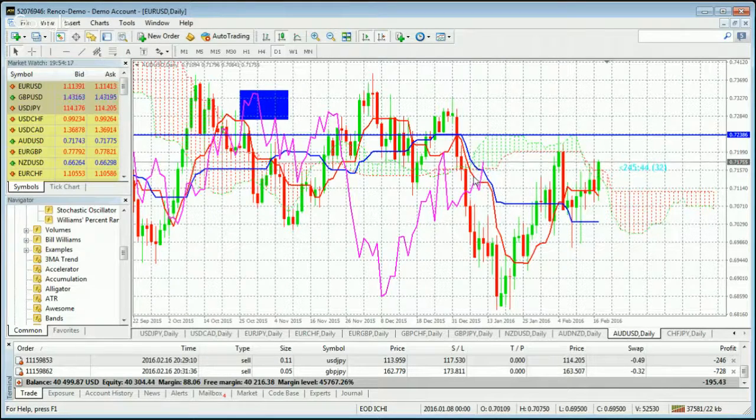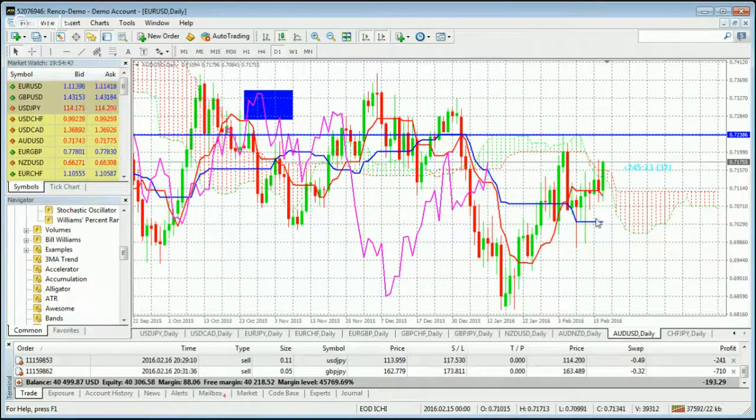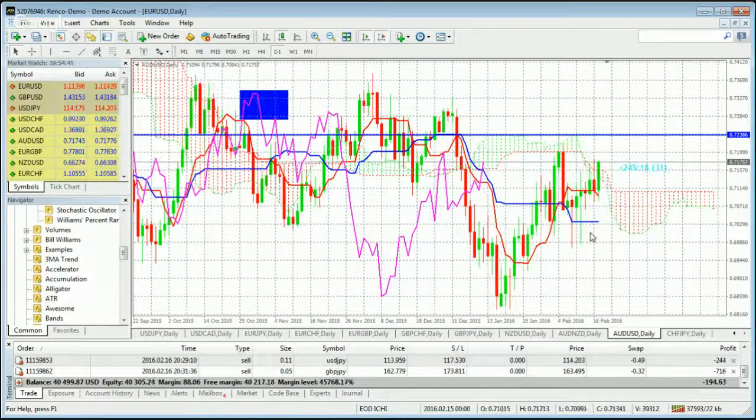Chiku is clear from price. That's a good thing. Tenkan and Kujin is below the cloud. Tenkan is pointing down here. But the Tenkan and the Kujin is in the right order for a buy. Tenkan above the Kujin, that's what we want. It's indicating a bullish move. Okay? So this one is already looking better than what the previous one was showing.